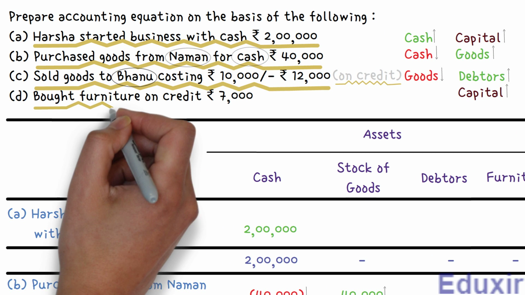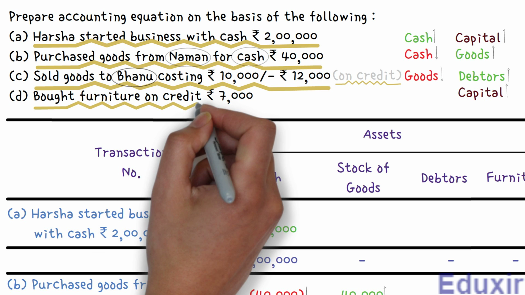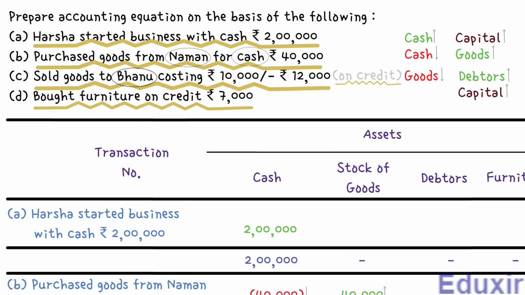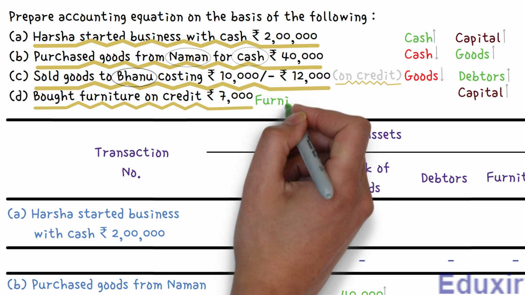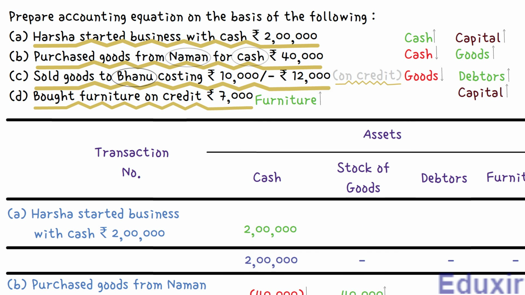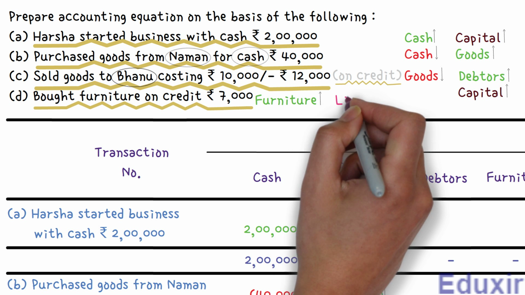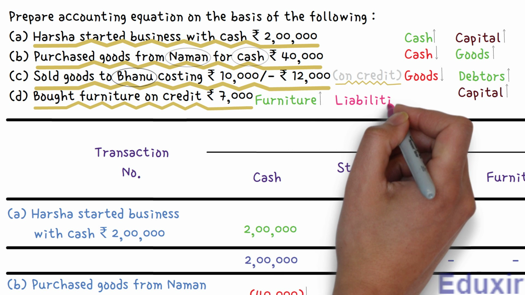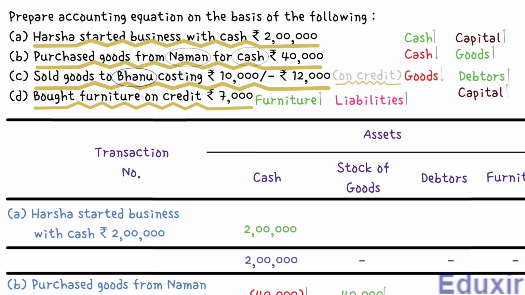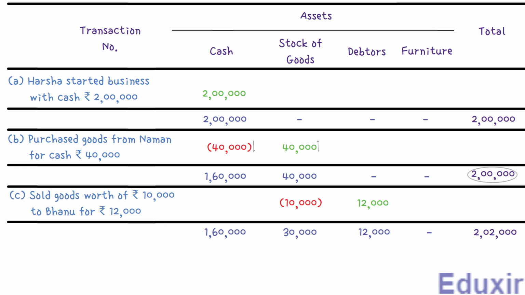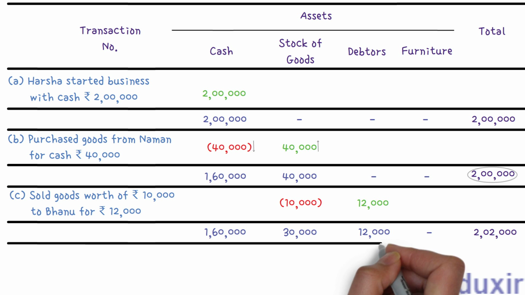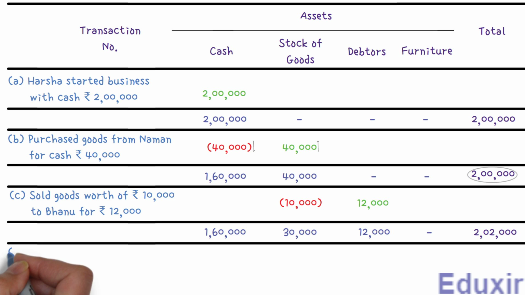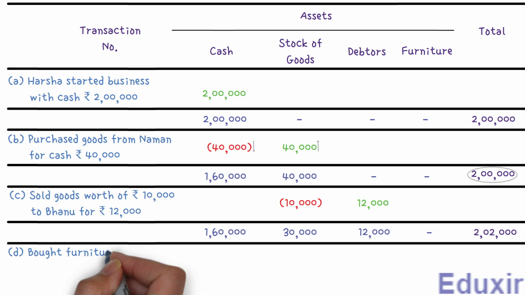In this transaction, the business has bought furniture worth 7,000 rupees on credit. So, the furniture asset available with the business will be increasing. At the same time, as this furniture is purchased on credit, the liability of the business will also be increasing. With this analysis at our disposal, let us now proceed with the recording of this transaction in the accounting equation table. Let us first write the transaction description as bought furniture on credit 7,000 rupees.